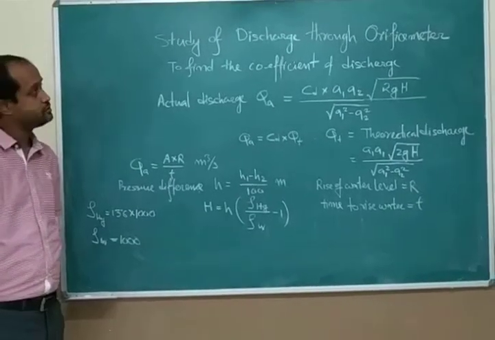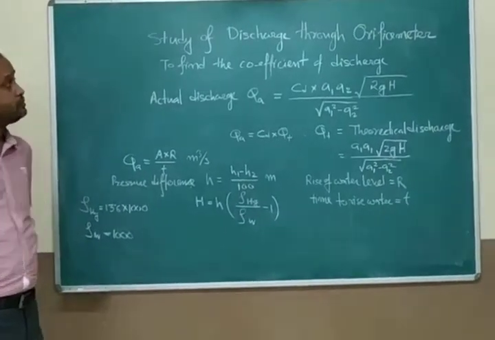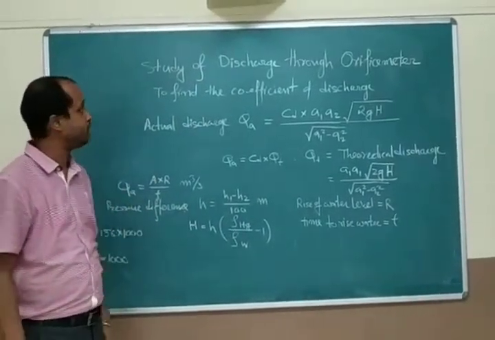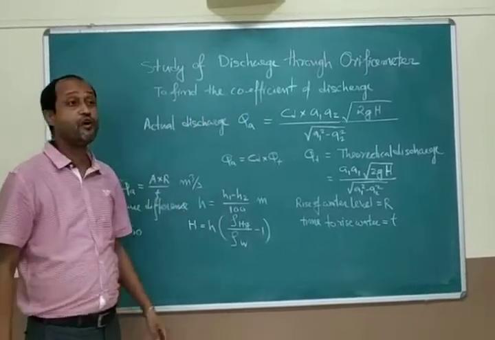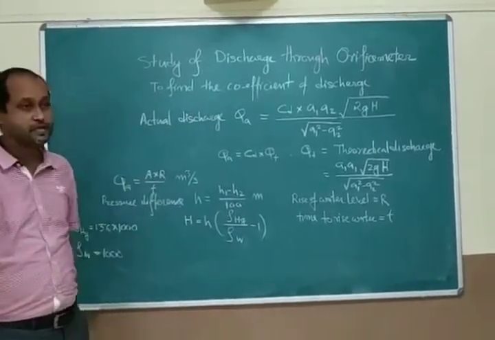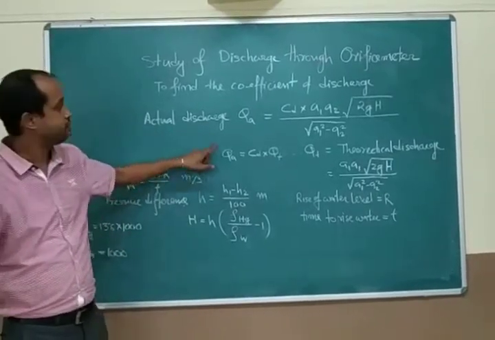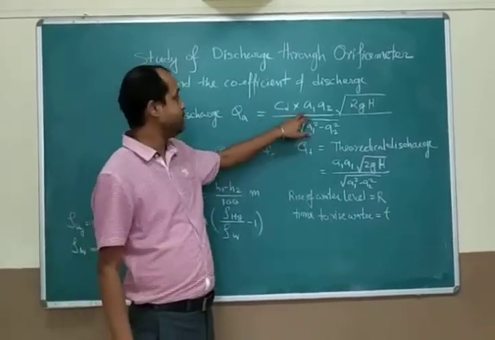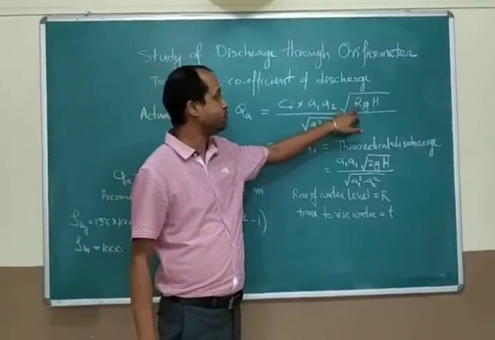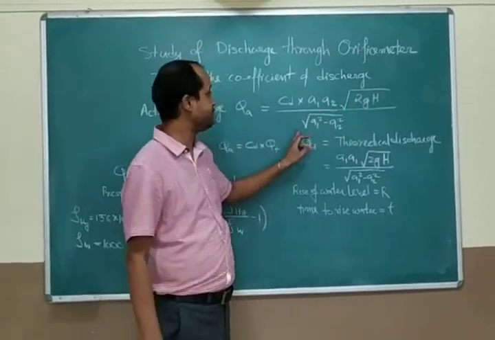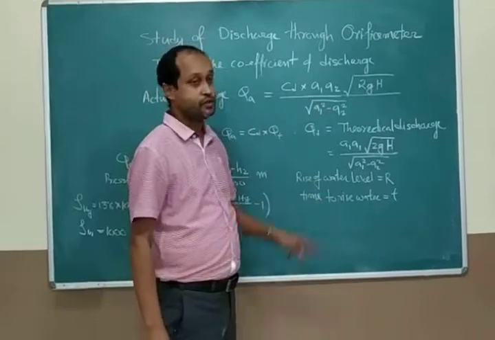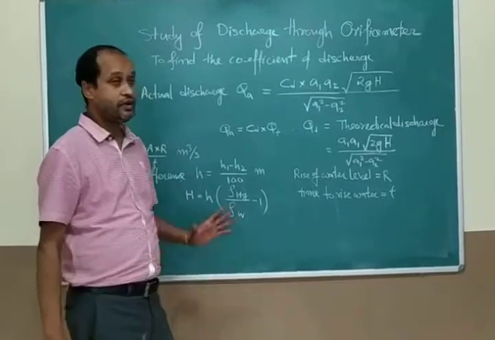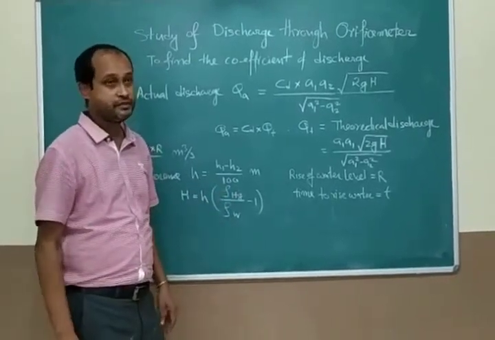So dear students, today we will perform the study of discharge through the orifice. Our intention is to find out the coefficient of discharge of an orifice meter. For that purpose, the actual discharge QA is equal to CD, the coefficient of discharge, into A1 A2 root over 2gH, capital H, divided by root over A1 square minus A2 square. Here A1 and A2 are the areas of an orifice meter.